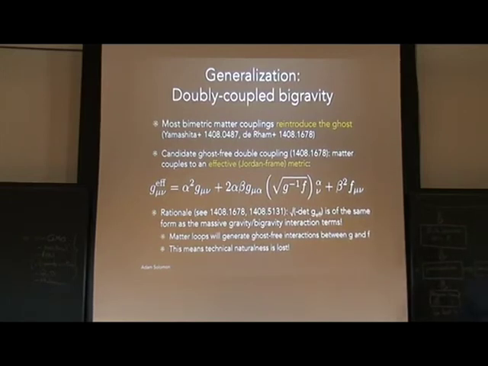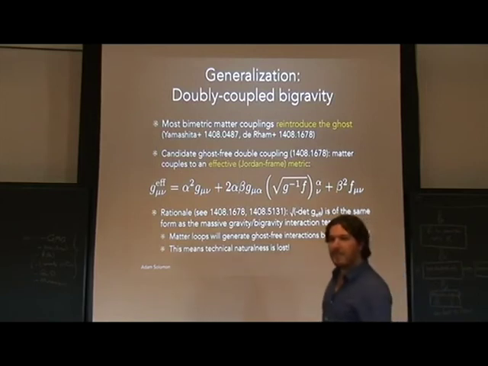As a result, though, one of the nicest features of the theory is lost, which is the fact that in the singly coupled theory, the graviton mass and the structure of the potential are not destabilized by quantum corrections. And here they are, because this overall scale will receive matter loops. But not necessarily.